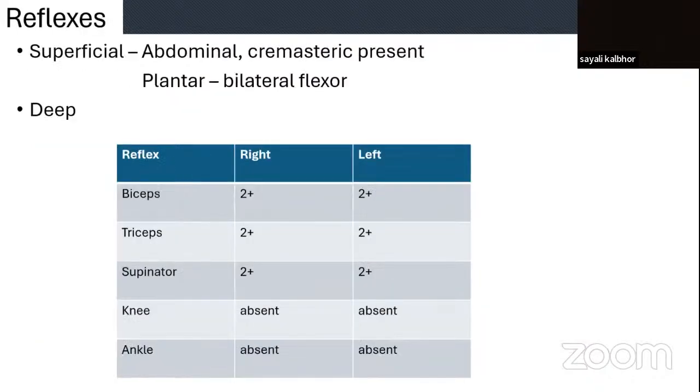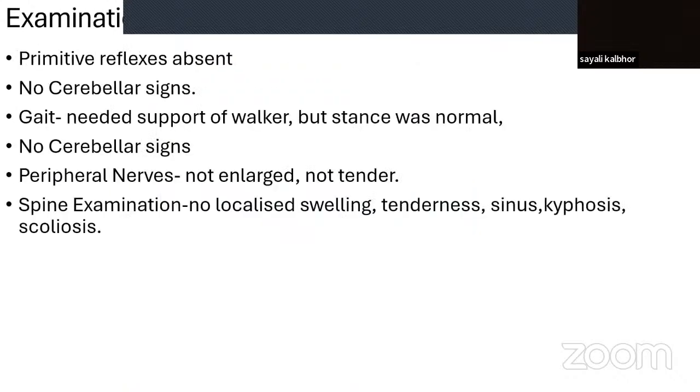The superficial reflexes, abdominal and cremasteric, were present. Plantars were bilateral flexor. Deep tendon reflexes in the upper limb, biceps, triceps, supinator, were normal, and knee and ankle jerks were absent bilaterally. The primitive reflexes were absent. There were no cerebellar signs. Gait, he needed the support of a walker.